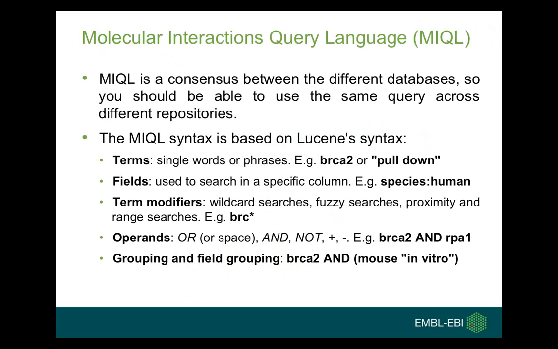Example, species human. That means that we just want all the interactions that have human as the species. We have as well term modifiers that allow us to do wildcard searches, fuzzy searches, proximity, and range searches. For example, with BRC star, we can get the results from BRCA2 because it's part of the results by using this wildcard.